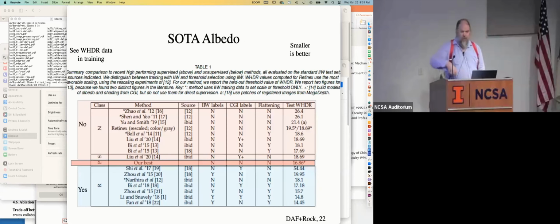Albedo is the same. So a lot of numbers here. Basically, the smaller number is the better number. If you look at the years, people are getting very small numbers. So we know how to do this stuff.